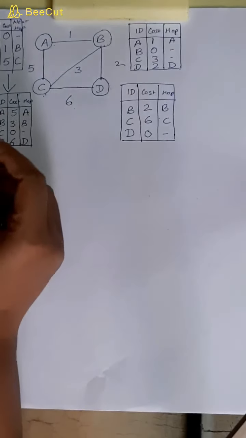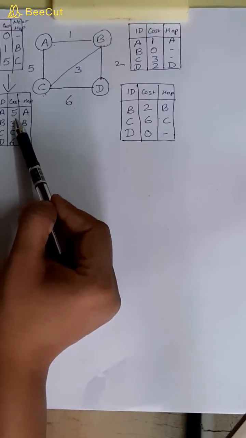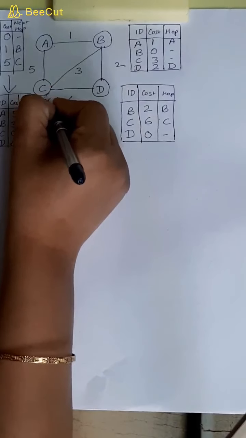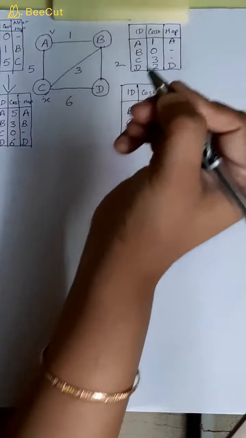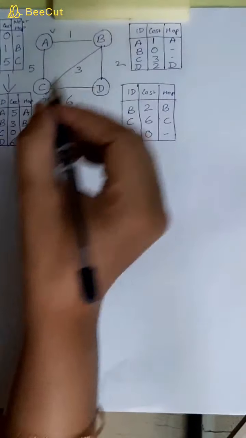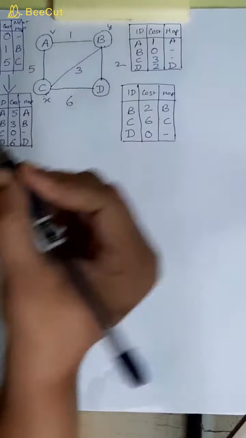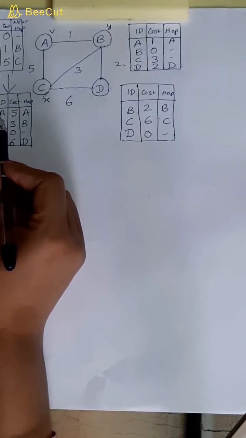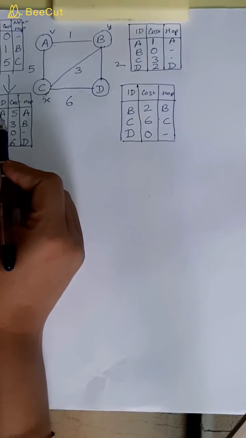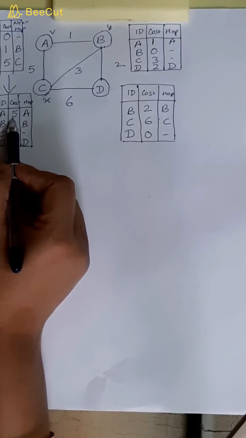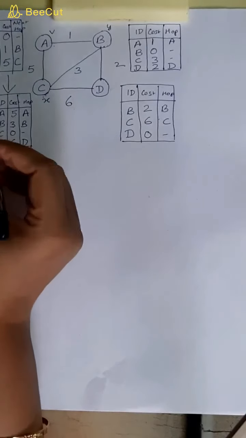Like suppose if A is sending its own table to C, then C is X, A is V, okay, and we'll take B as Y. Okay, so what will happen over here? See, we are having an entry A. From C to A we are having cost 5, we are having direct link, and we are having cost as 5.